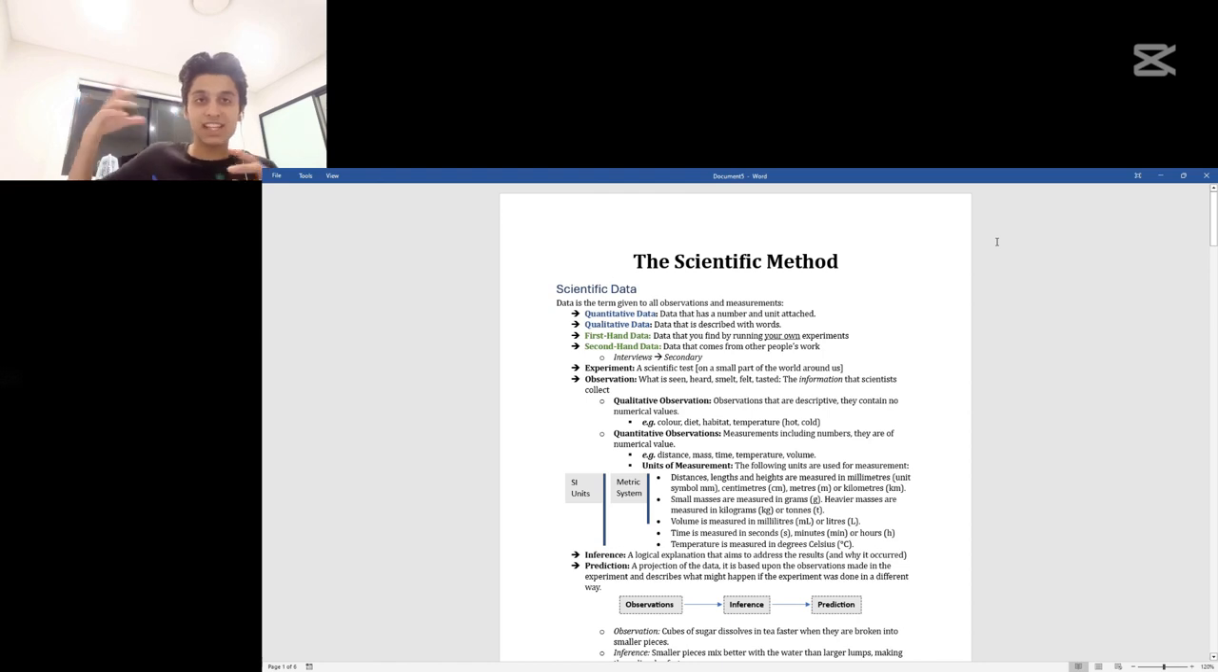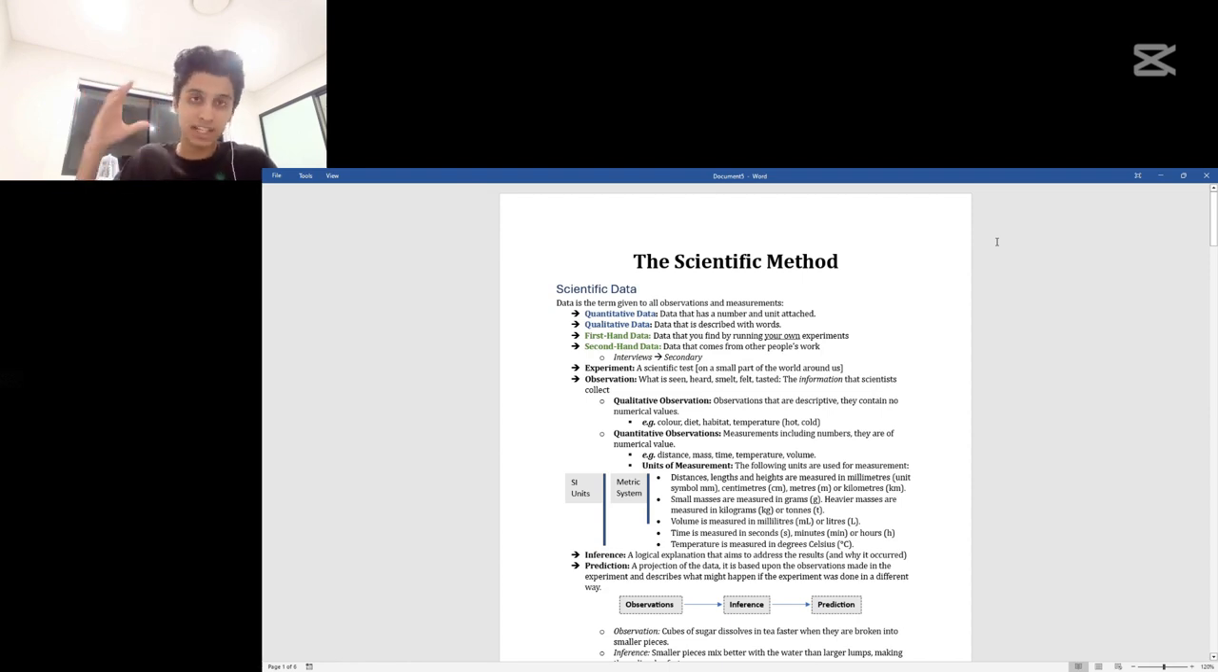Okay, so that's the first subcategory of data, so what the data is actually showing. The second is, is it first hand or second hand? So first hand data is data that you find by running your own experiment. So you write an experiment, you do it, and then you get the results, and that's your data. Now, second hand data is data that comes from other people's work. So when you interview other people, or when you look at other scientific research, when you read from your textbook, all of that is secondary.